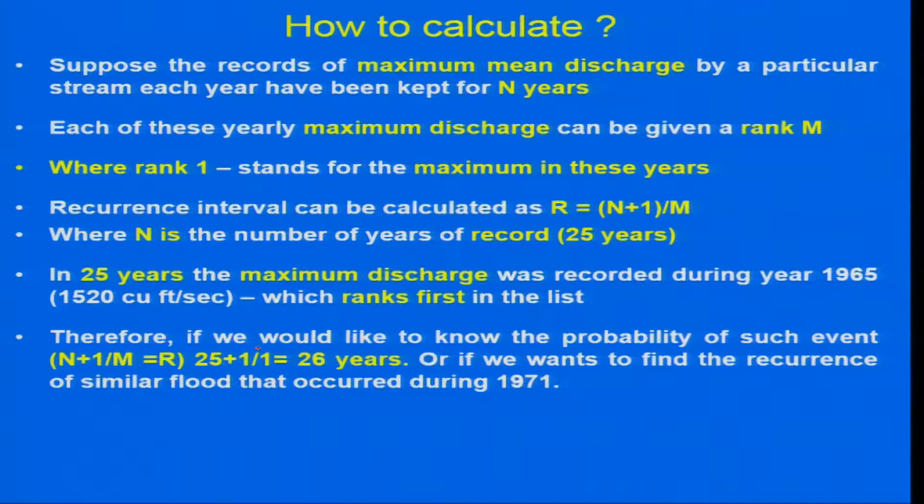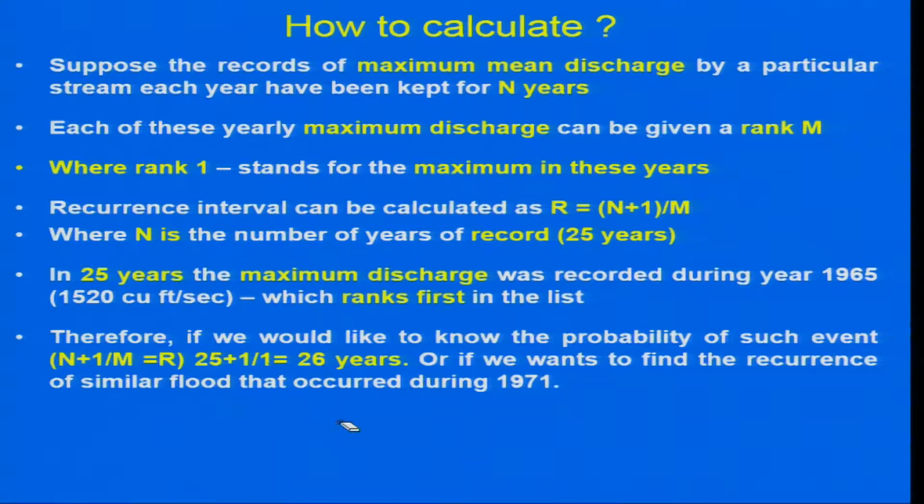Therefore, if we would like to know the probability of such an event, we can have n plus 1 by m, that is 25 plus 1 by 1. So, every 26 years you will have this type of event.